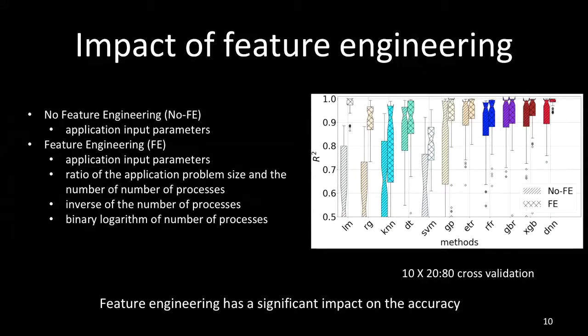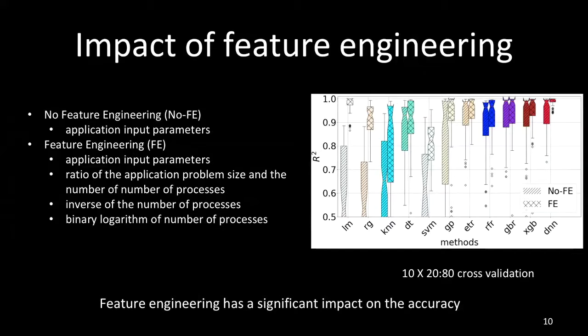So the one with the slanting line is no feature engineering, and the one with the cross is feature engineering. Okay, just look at the performance of the linear model without feature engineering. On the y-axis you see R squared. R squared is a way to see how well your model explains the data, or how well your model fits the data. 1 is the best score that you can get.